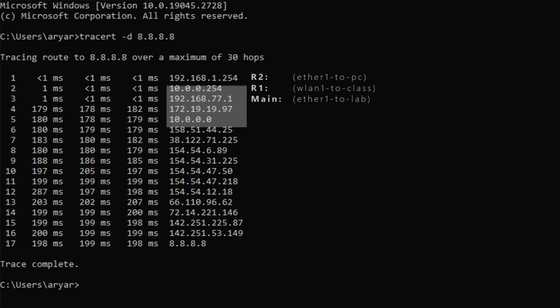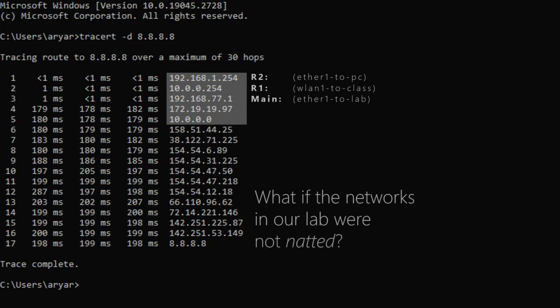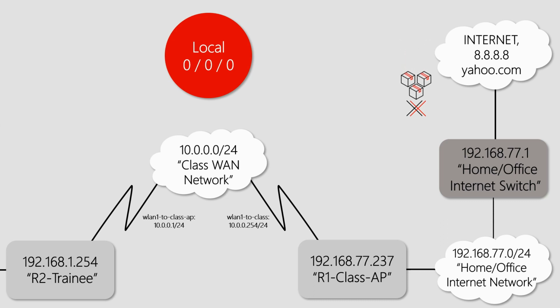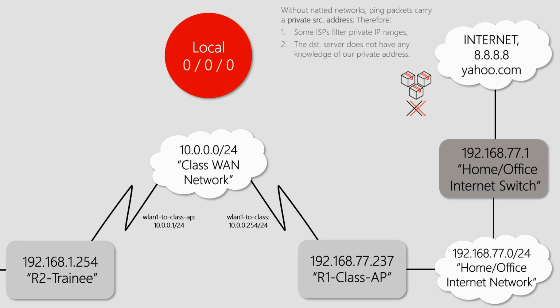to 8.8.8.8. Now, the question here is what would happen to our ping packets if our lab networks were not NATed? The truth is, they will move across our lab and the internet domain and actually reach their destination, but reply packets on the way back would not make it. Why? Because without NAT, our ping packets would use a private source address, and some ISPs filter private IP ranges for management and security. Even if they didn't, the destination server carrying 8.8.8.8 would not have any knowledge whatsoever of our private addresses. Therefore, a ping will actually fail because of reply packets being dropped in that destination server since they cannot find a route back to the source.